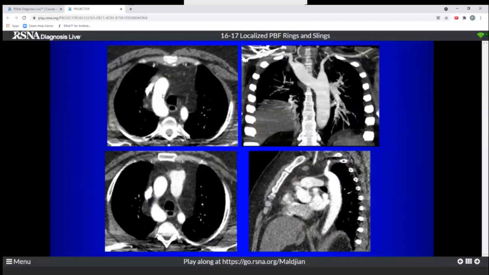And then here we have another example of a right aortic arch. And we have this arch crosses over, descends on the left side. Here again is our aberrant left subclavian. There's a nice diverticulum of Kommerell there.